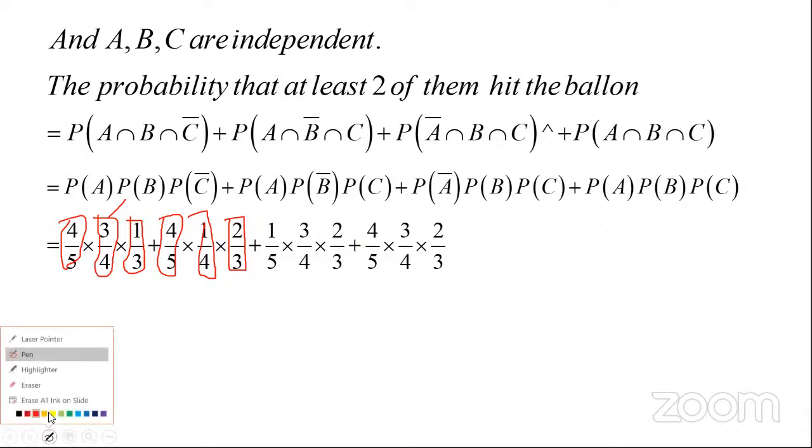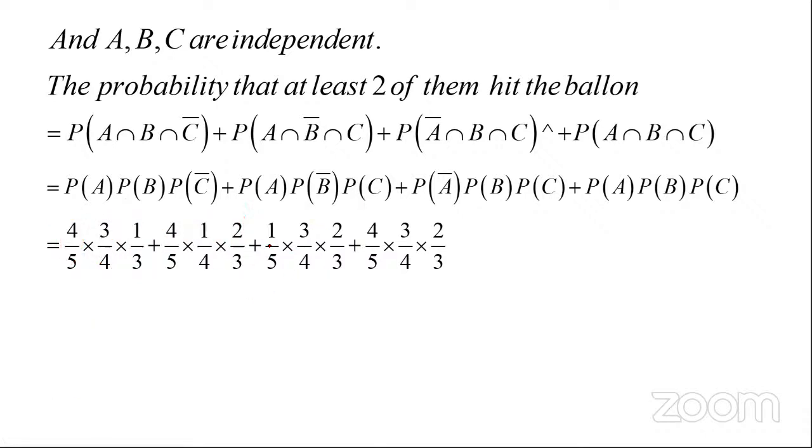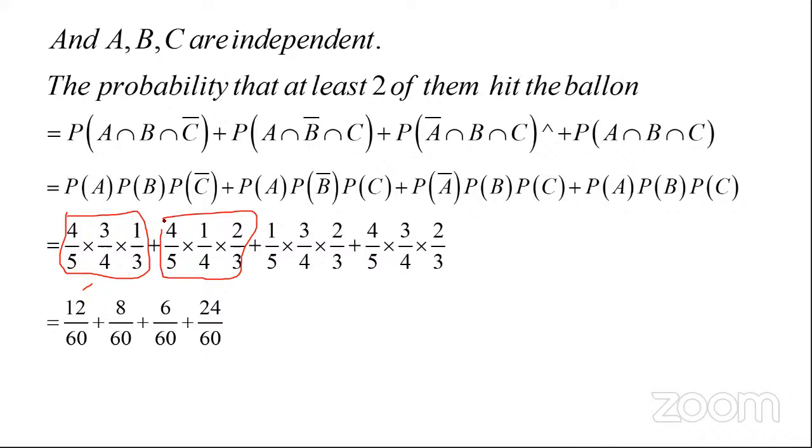Similarly apply here: this value is P of A complement, this is P of B, P of C, and this is P of A into P of B into P of C. From this, 5 into 4 into 3 is 60. The numerator is 4 into 3, 12, so 12 by 60. Plus 4 into 1 into 2, that is 8 by 60. Same denominator. This value is 6 by 60. And this value is 12 into 2, 24 by 60.